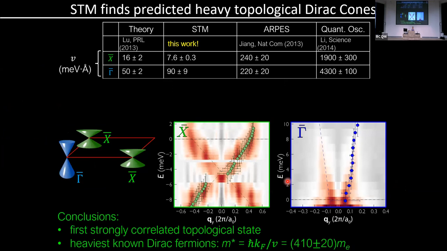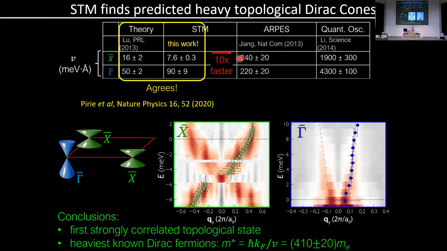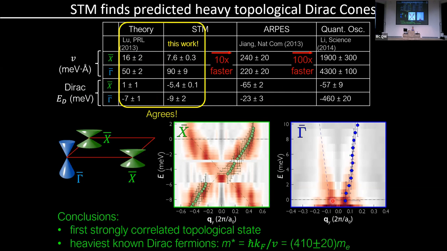So to compare this quantitatively to the other results that were out there, I glossed over a little bit: there are actually two expected Dirac cones at the X point and the gamma point of the material with slightly different velocities, both pretty heavy, but one a little heavier than the other. We can measure the velocities of these Dirac cones and find that they agree quite well with theory, within a factor of two of theory. However, ARPES was a factor of 10 higher and quantum oscillations was a factor of 100 higher in velocity. Furthermore, we can look at the location of the Dirac point, and we find that in both the X point of the Brillouin zone and the gamma point of the Brillouin zone, the Dirac point is very close to the Fermi level within the bulk hybridization gap. And again, this agrees with the theory.